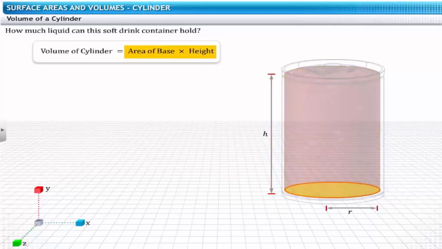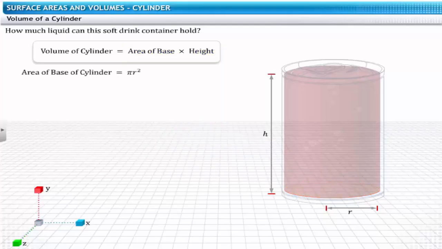The base area of the cylinder is the area of its circular base, which is equal to pi r squared. Therefore, the volume of the cylinder is equal to pi r squared h.